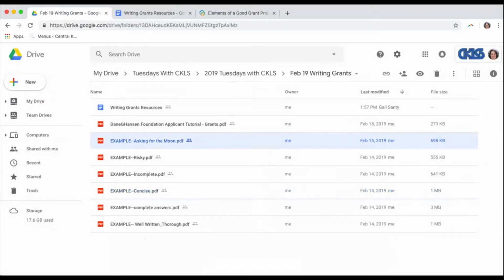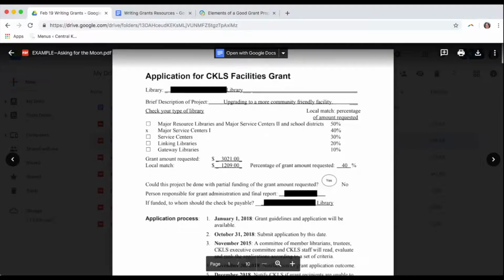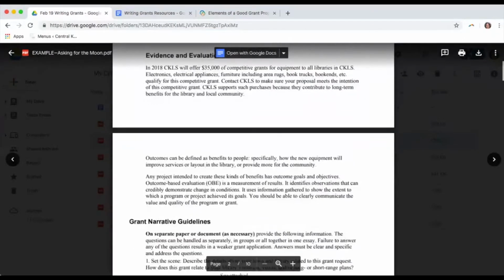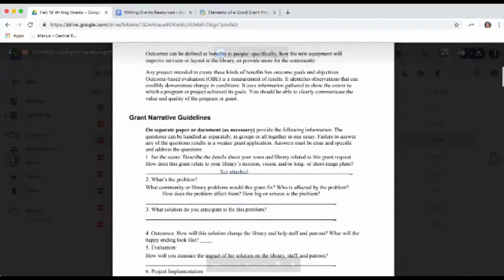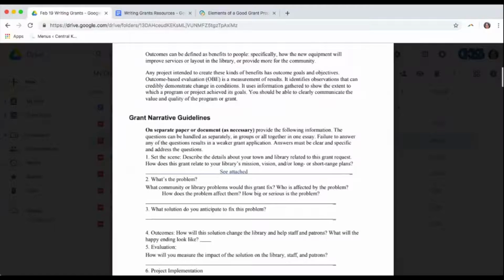Here's one. I hope it keeps it. There we go. This one I call asking for the moon, and it's not like they were asking for unicorns and rainbows with this grant, but they asked for a lot of different things. And last fall we had $35,000 in the pot for this grant, and we had requests for over $63,000 worth of stuff. So, grants for equipment.